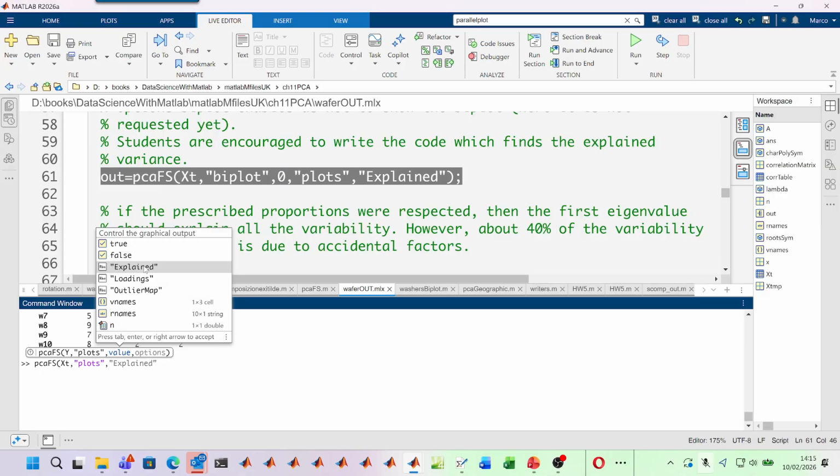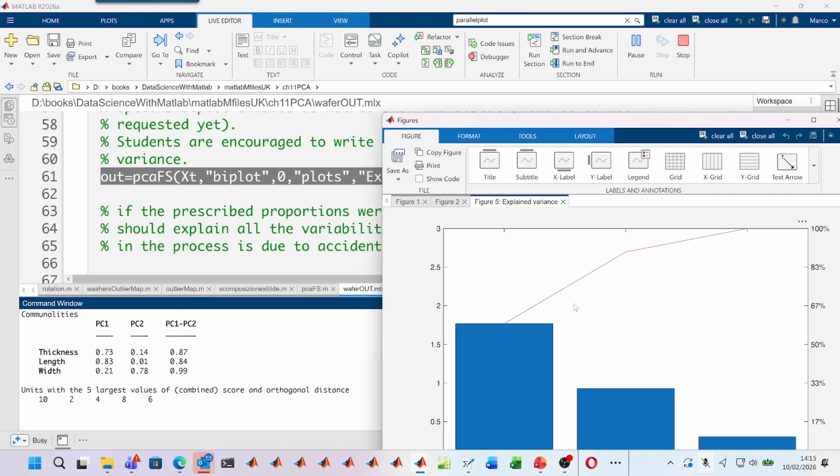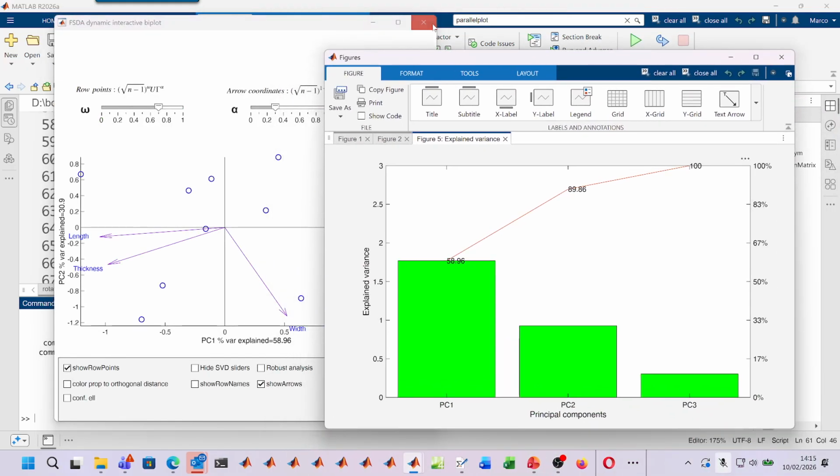So if you do explain here, and then, okay, you find the percentage of variance explained and then the Biplot.